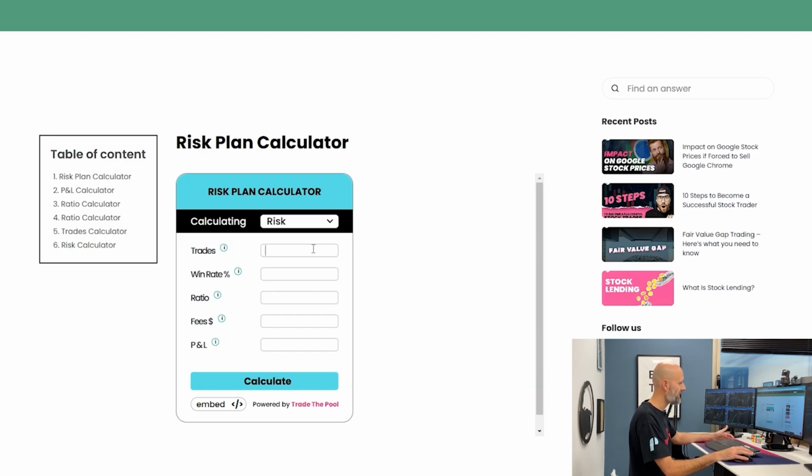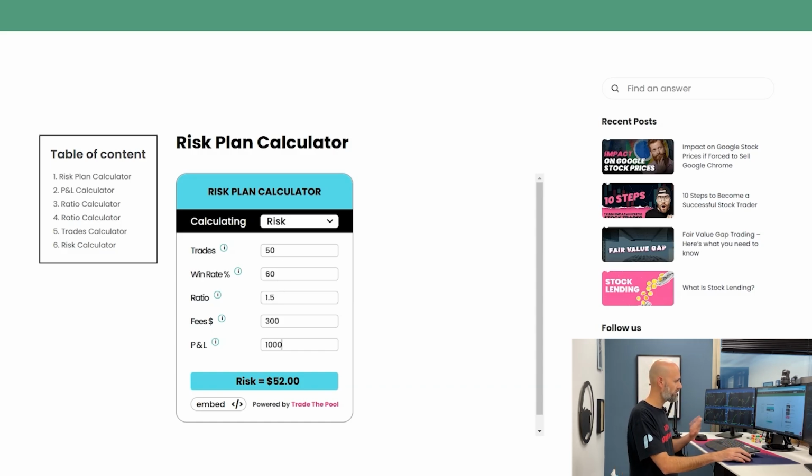So for example, I'm placing roughly 50 trades a month. My win rate is about 60. I'm just putting in random numbers currently. Risk reward could be maybe 1 to 1.5. Fees, let's say $300. And I want to see the outcome, the bottom line of the month. I want to make, let's say, $1,000, right? If that is the case, then I need to risk $52 per trade in order to reach the $1,000 of P&L that I want to make at the end of the month.